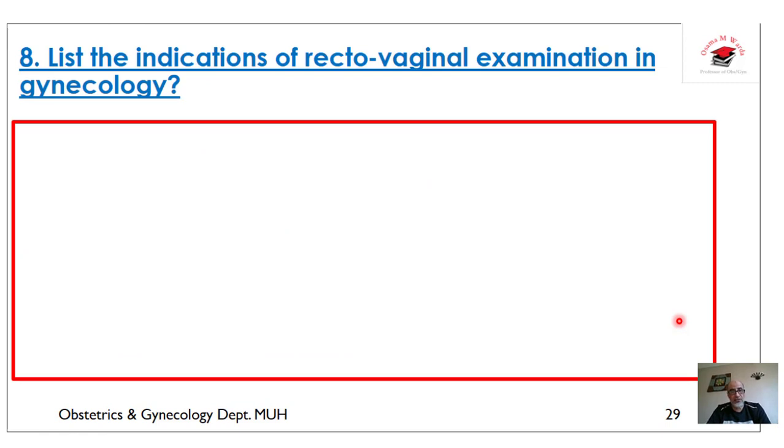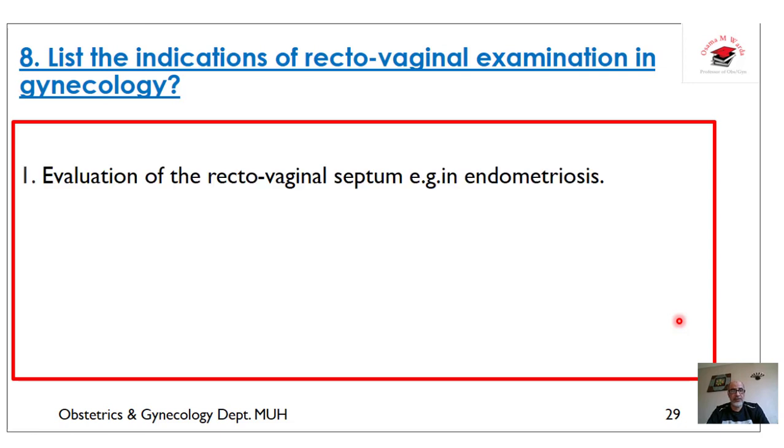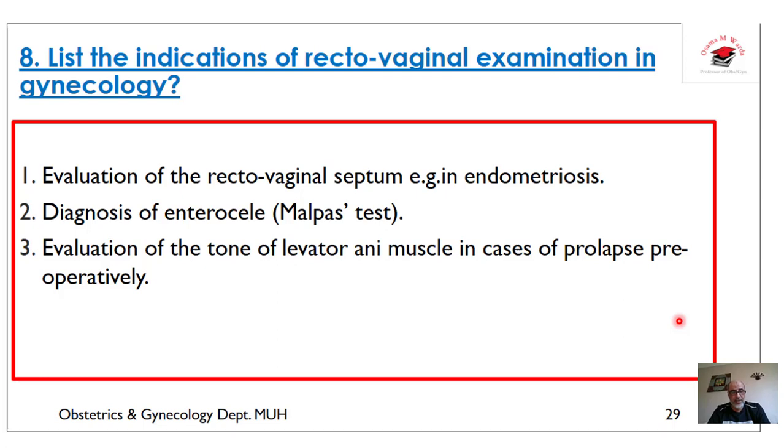List the indications of rectovaginal examination in gynecology. Evaluation of the rectovaginal septum, such as in case of endometriosis; diagnosis of rectocele, which is called the Malpass test; evaluation of the tone of the levator ani muscles in cases of prolapse preoperatively; diagnosis of rectovaginal fistula.